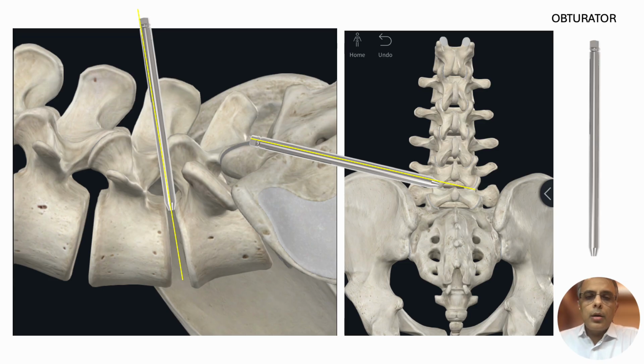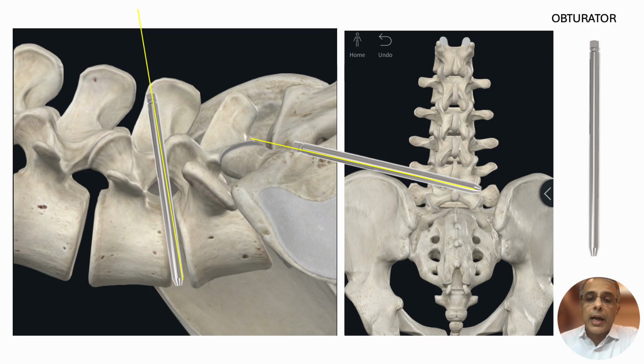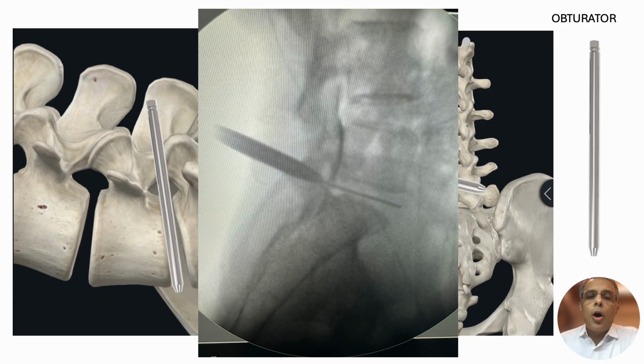Now, this is the obturator which will go on the guide wire. Obturator will open the disc space. It will incise the annulus with its conical tip and will go inside all the way to open the annulus, and at the same time achieve some amount of distraction. So this is how it will go on the guide wire, and this is the final position of your obturator.